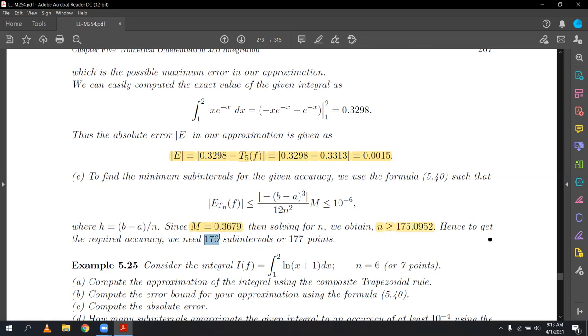It is a 1/6 interval, and 1/6 interval means how many points? Points are always one more than the intervals. So 170 points if we need the accuracy 10 to the power minus 6. So you can think the trapezoidal rule is not a nice rule.